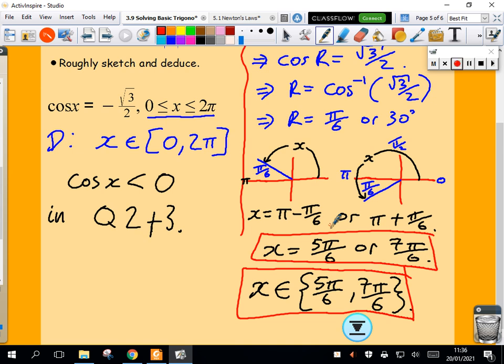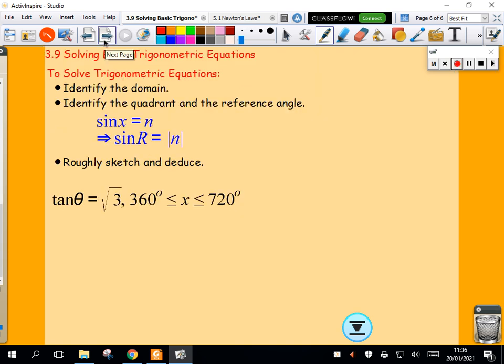Okay, so solving, same few steps all the time. Let's look at one with the tan function. Again, the same thing. Start by identifying the domain. I want to solve this equation. Tan of theta is root 3.